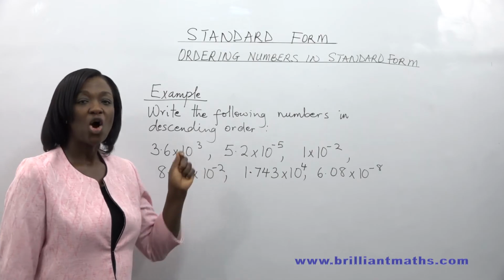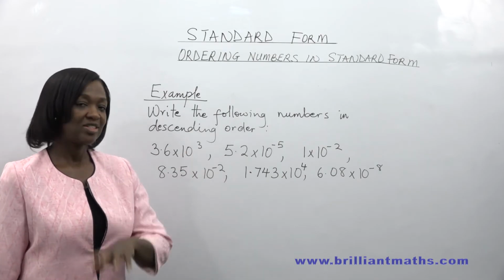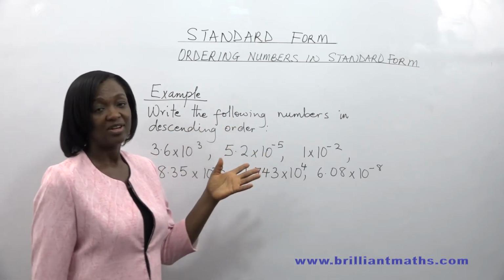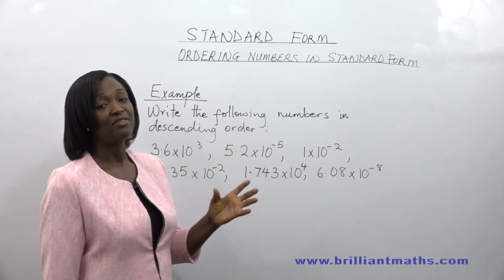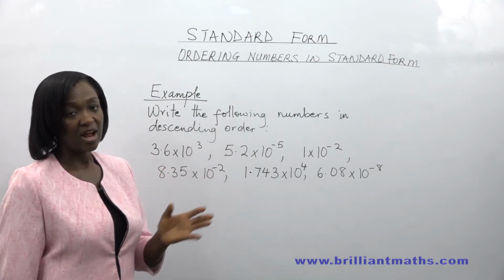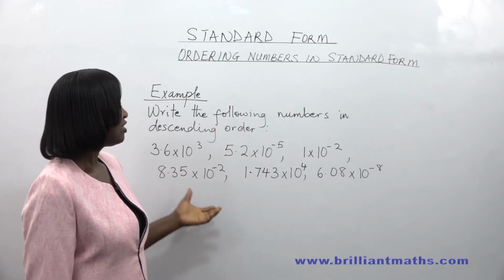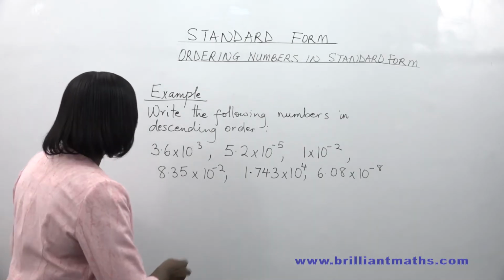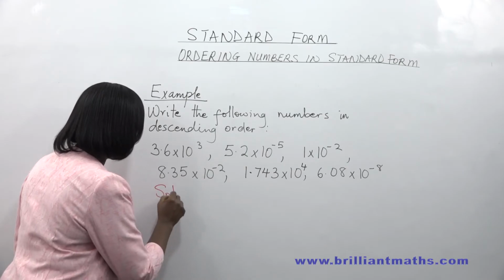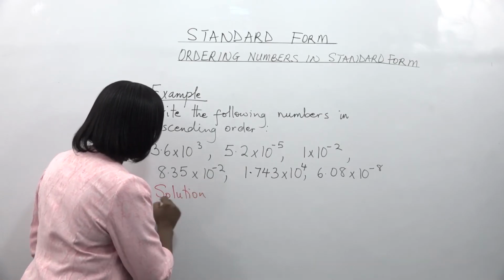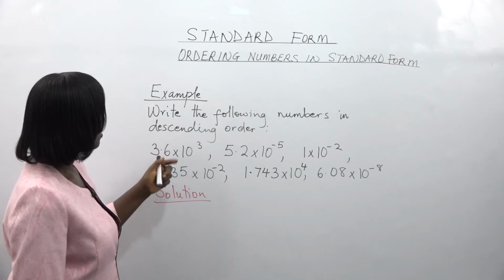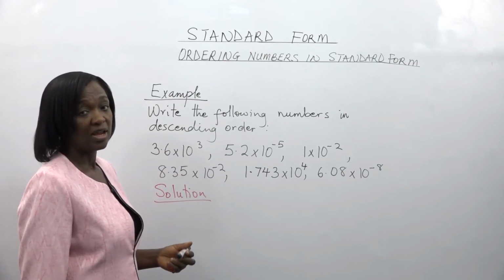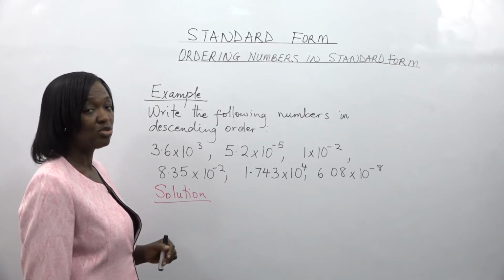We want to quickly order numbers in standard form. Write the following numbers in descending order. Descending order means start from the largest down to the smallest. They are all in standard form, so we need to order them. Let's take a look at this. Some of them have positive index and some have negative index. So that's the first thing you need to look out for.